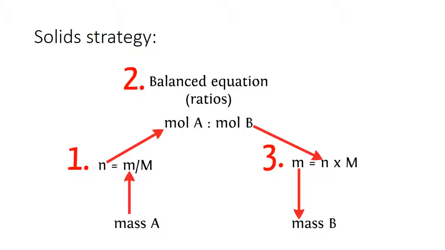So the first thing you've got to do is find the mass of A using the number of moles. Usually you're given the mass of A. You convert that into number of moles, and use the equation to find the ratio of mole A to mole B. You can then plug that into the equation of n times big M to give finally the mass of B. That's the strategy to work out the mass of an unknown if you're given the mass of a solid.